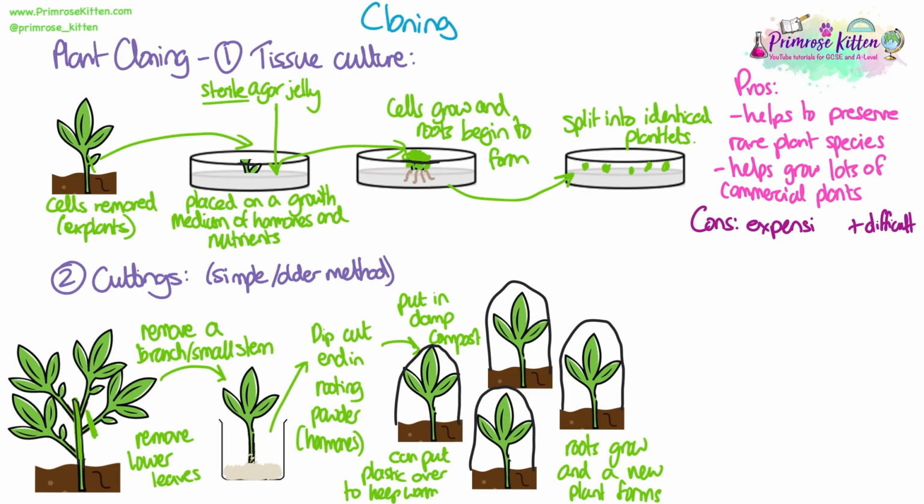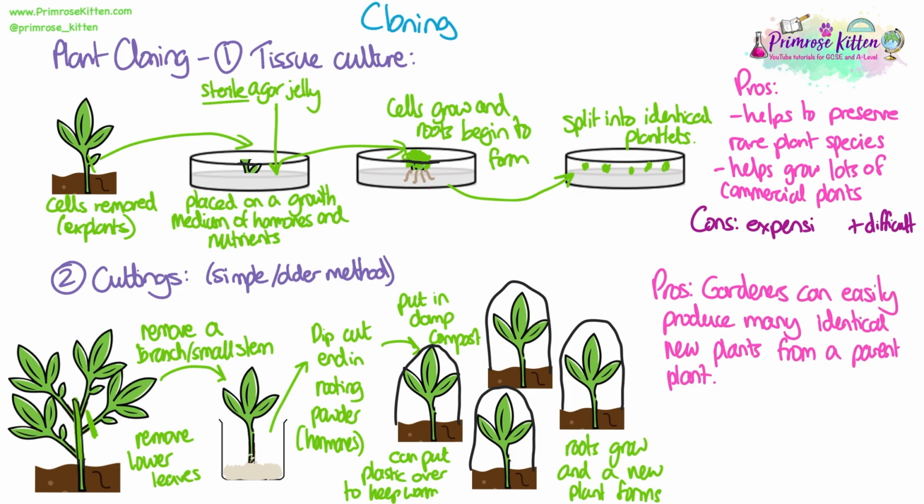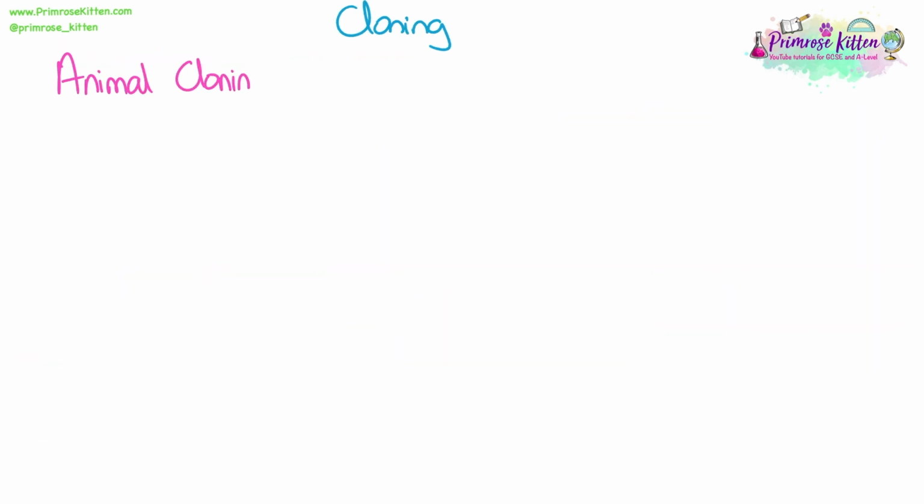The positives of doing this is that gardeners can easily produce many identical new plants from one single parent plant, and this is fine for doing it in your garden at home or for small scale people who are growing a few plants, but you can't use it on a large scale to produce hundreds of plants for sale. That's how you would have to use tissue culture. Let's look at some animal examples.